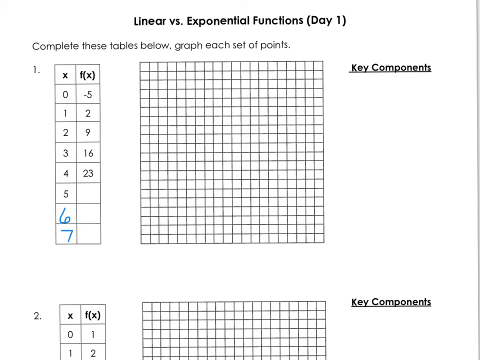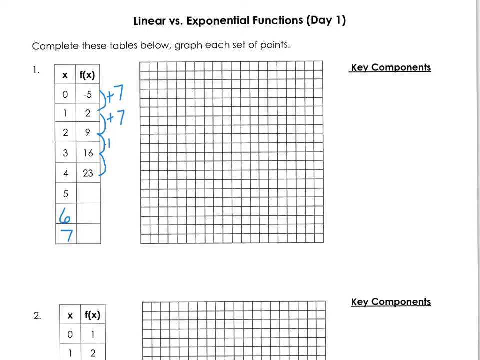Now, with the y values, -5 to 2, how did I get from -5 to 2? Well, I think I added 7. And then we just need to see, did that continue? 2 plus 7 is 9. 9 plus 7 is 16. 16 plus 7 is 23. So that tells me that I can add 7 every time.